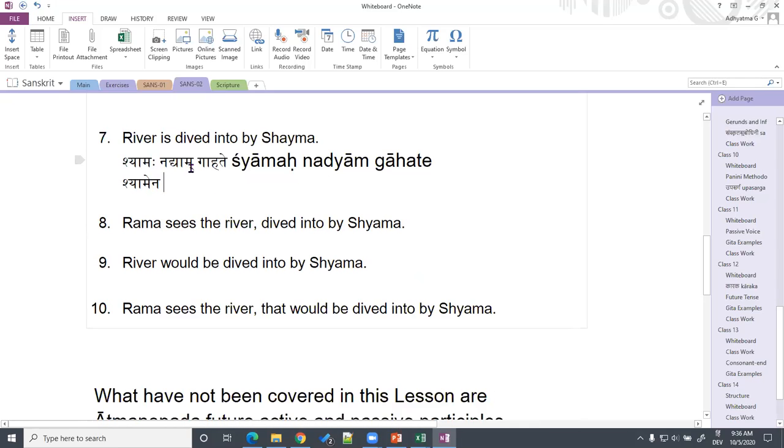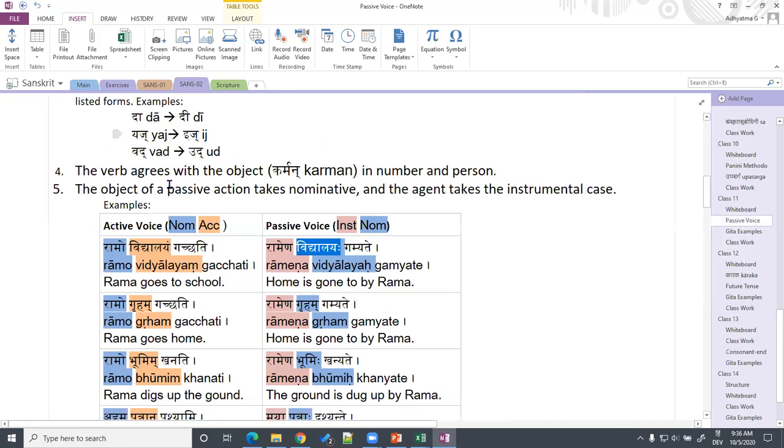Then Nadyam would remain the Nadyam actually. So this is not the best example here because it's not an object. So if we have to choose an example, let me use our example Rama goes to school maybe, or Shyama goes to school. That might be a better one. So I can take the example from here.